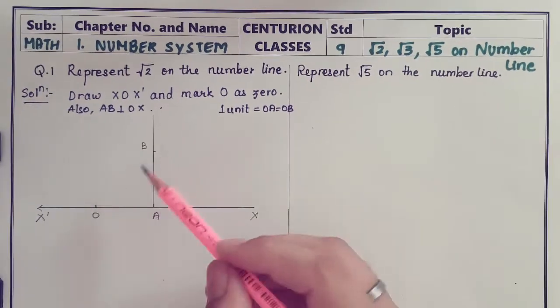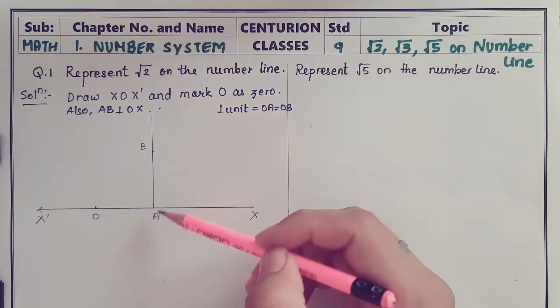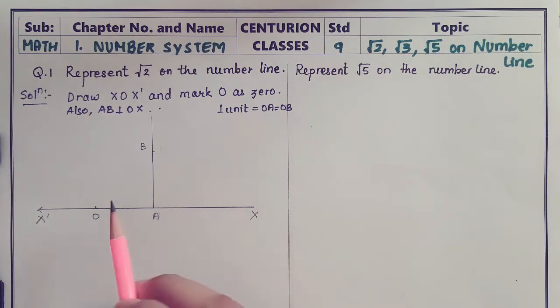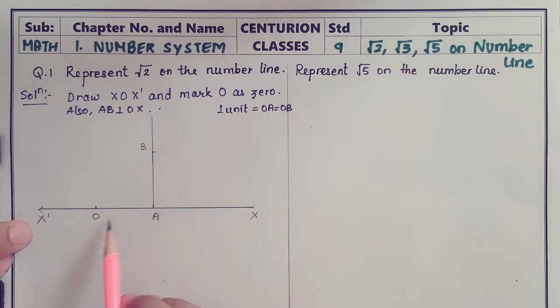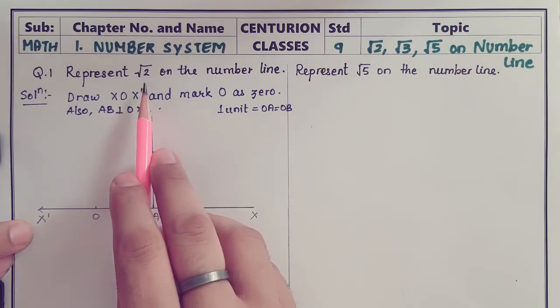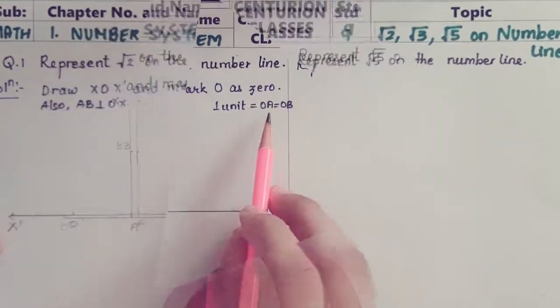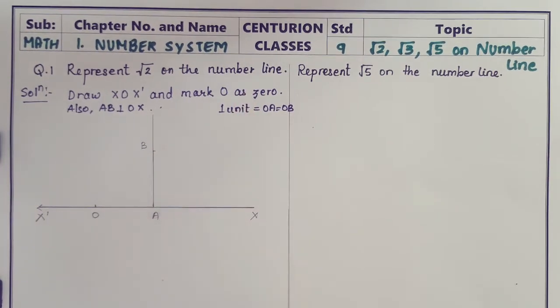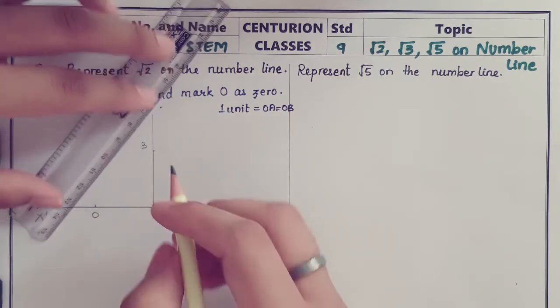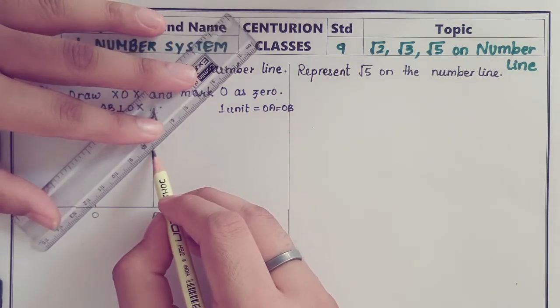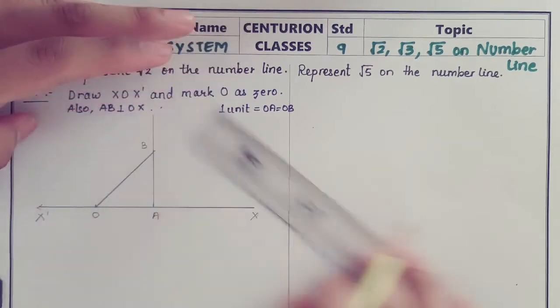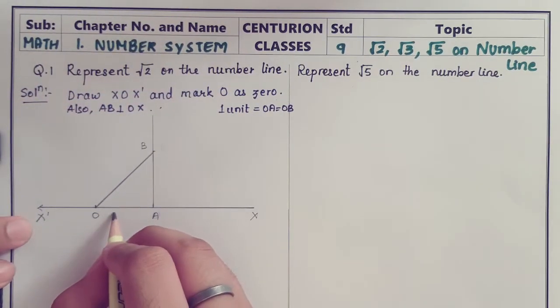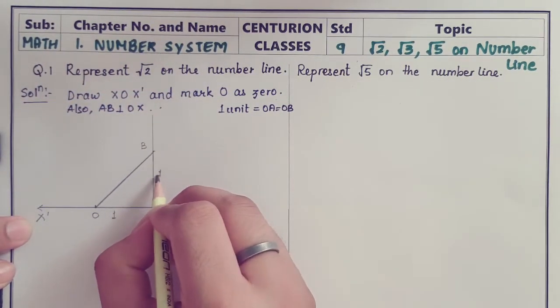Next, draw a perpendicular AB. Then I have marked O, A and B. This is the 0 over here, and we are going to represent root 2. So this is 3 centimeter and this is 3 centimeter, but we'll consider this as 1 unit. Now you need to join O and B. So this is 1 unit and this is also 1 unit.